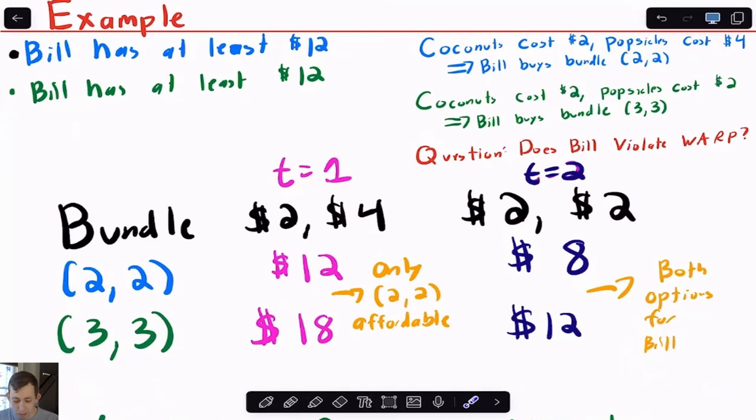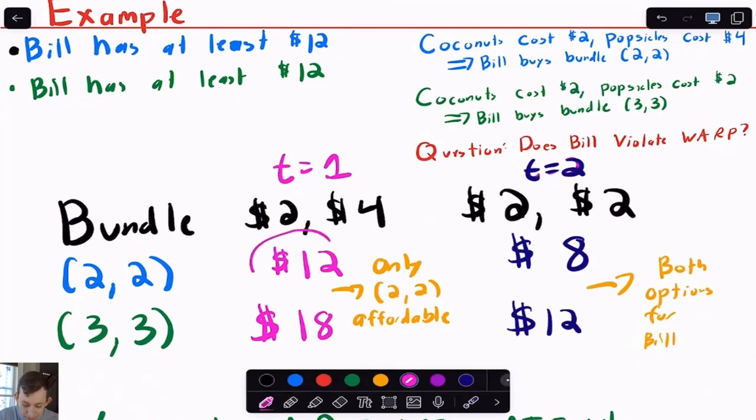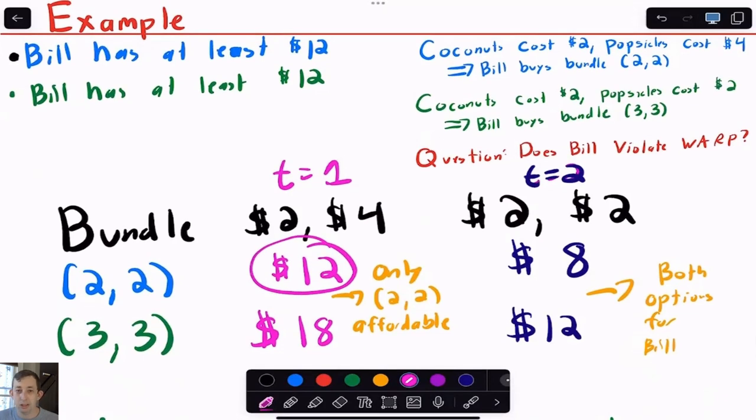So if we start at t equals 1, when coconuts cost $2 and popsicles cost $4, we said that Bill bought the bundle 2-2. So we're going to say that Bill had to have at least $12, because he could buy the bundle. We don't know necessarily that Bill had more than $12 or not, but we're going to assume that that's the max wealth he had with him.